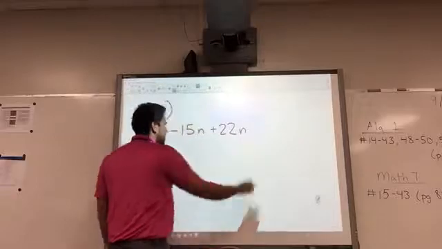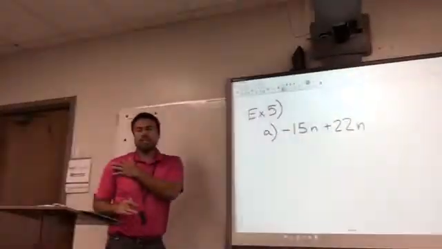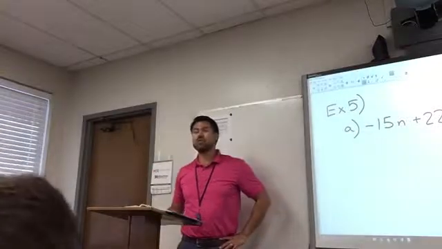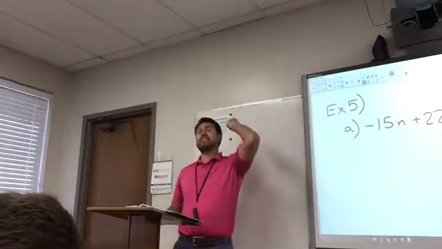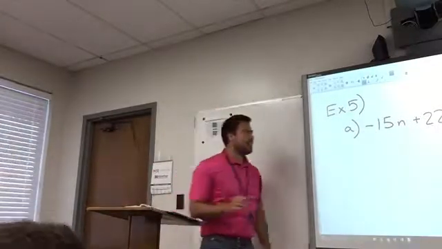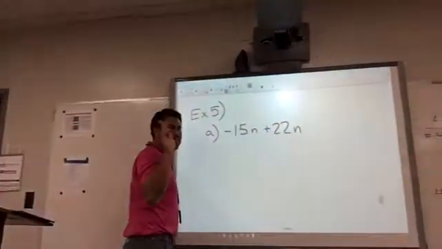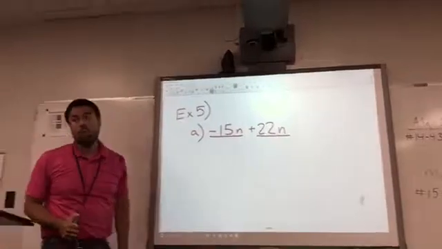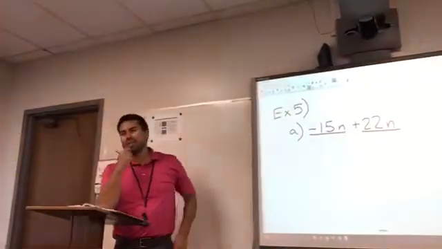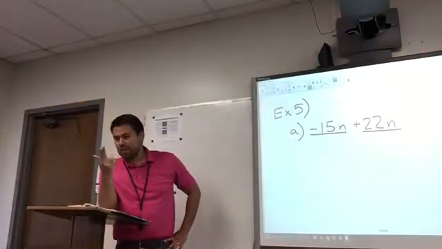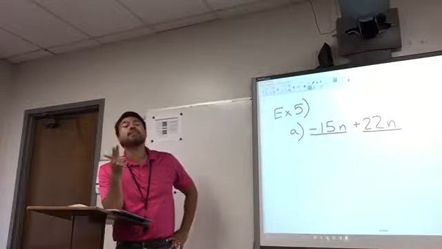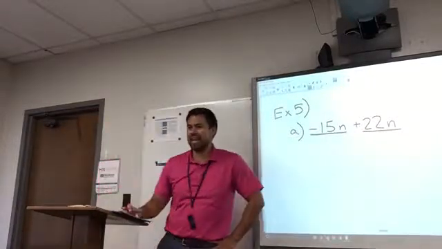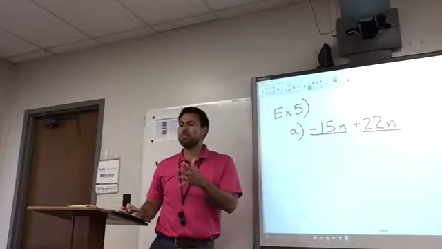Negative 15n plus 22n. Okay. Are these two numbers now being added? And the answer is yes. In fact, aren't these two like terms? So can I combine them together if they're like terms? Yes. That's the cool part of it. You can add them together, make them simpler.